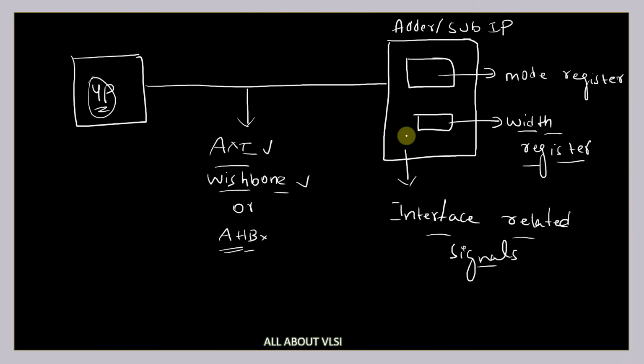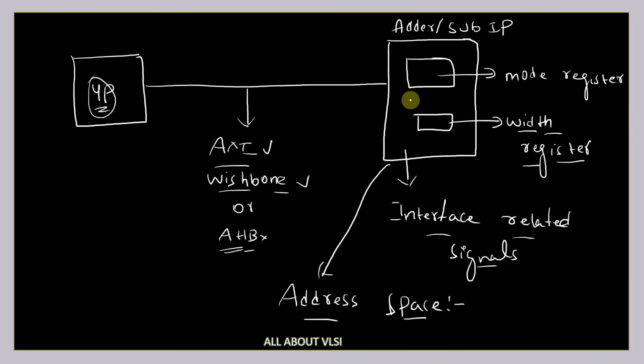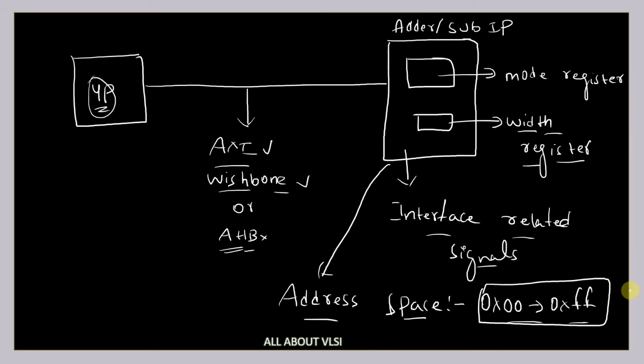Now, when you are trying to establish this particular communication, for every IP, there will be some address space that will be allocated. What do you mean by address space? Basically, this IP will have some address space like 00 to 2FF. Let's assume it has this address space, for example. So this IP is going to have this particular address space.